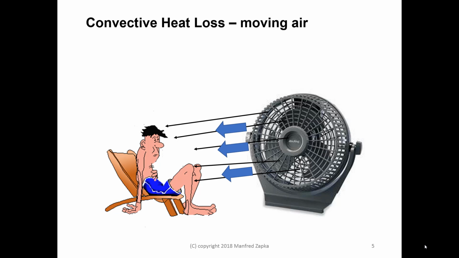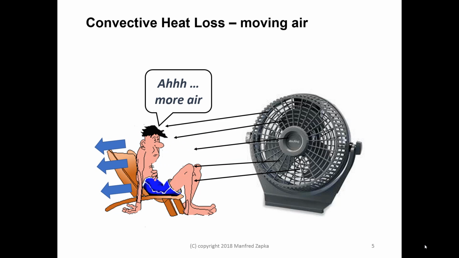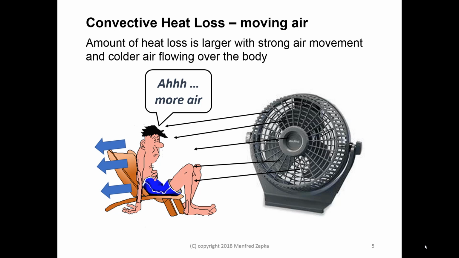Let's just go through these different heat loss processes. Here we have convective heat loss by moving air. You see here air is going over the body and cooling it. The amount of heat loss is larger with strong air movement and colder air flowing over the body. I think a lot of us have already experienced this. When it's getting hot, we turn on the fan.